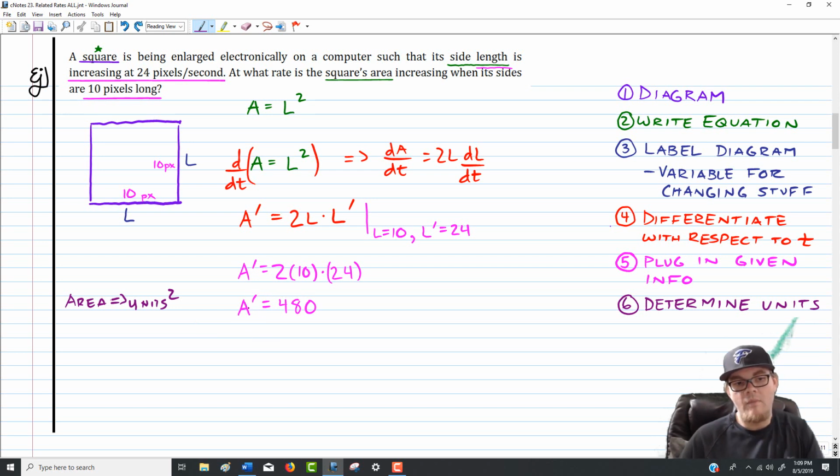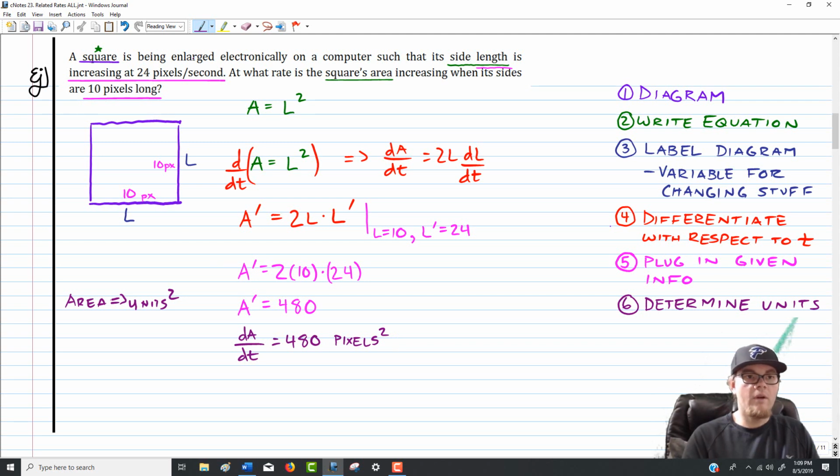In fact, if you rewrote this as dA/dt equals 480 something, you might be able to see how those units come up too. We need units of area over units of time. Well, in our case, we were measuring lengths in pixels, so area units would be in pixels squared.